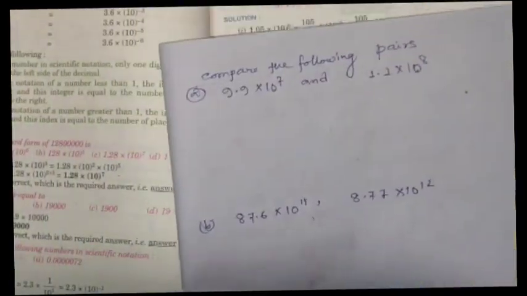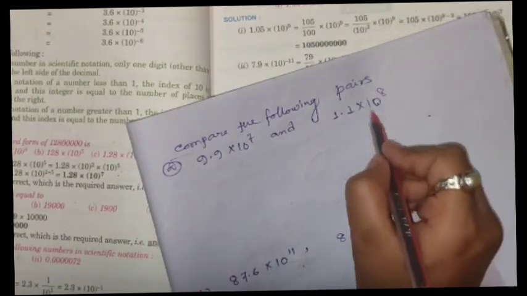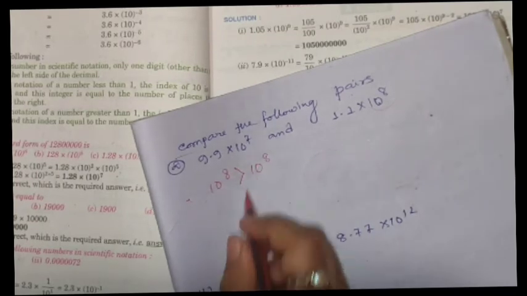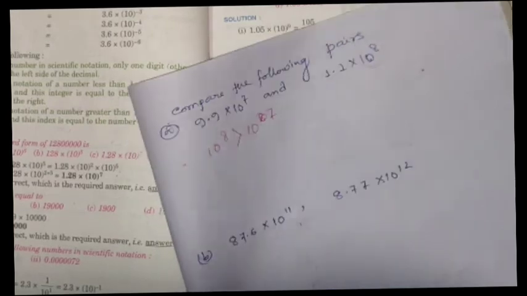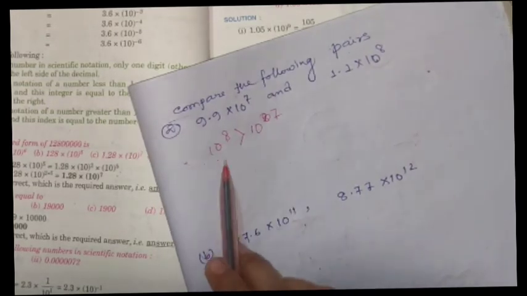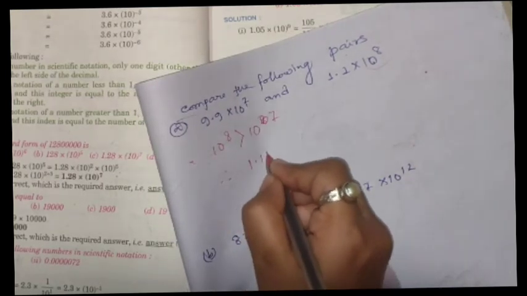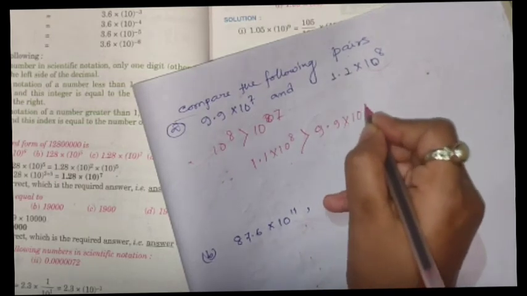Next, compare the following pairs. You have to compare this. Since 10 to the power 8 is greater than 10 to the power 7, you know that whichever power is greater, that value is also greater. So since 8 is greater than 7, 10 raised to the power 8 is greater than 10 to the power 7. That means 1.1 into 10 raised to the power 8 is greater than 9.9 into 10 to the power 7.